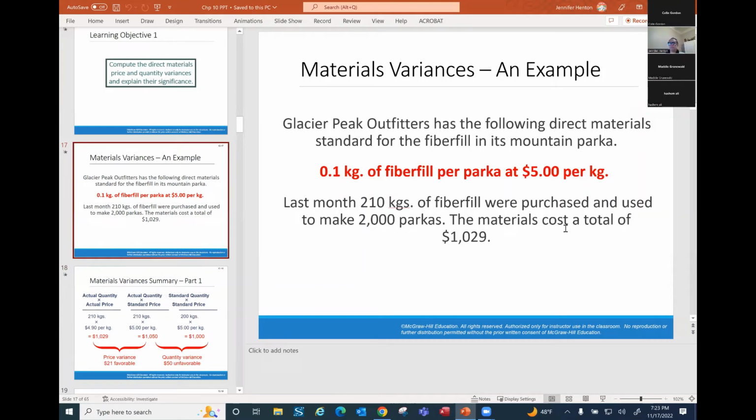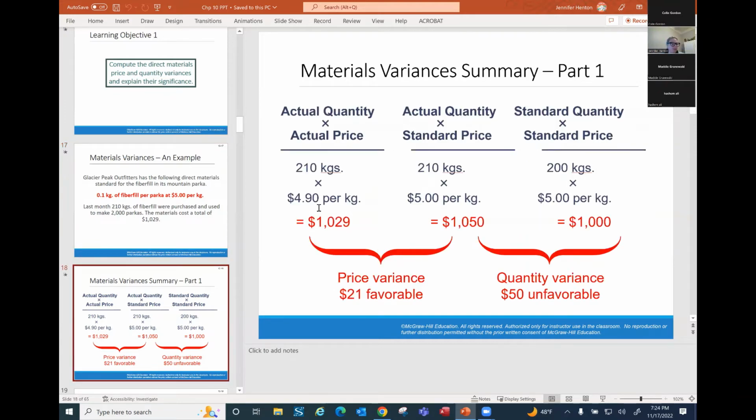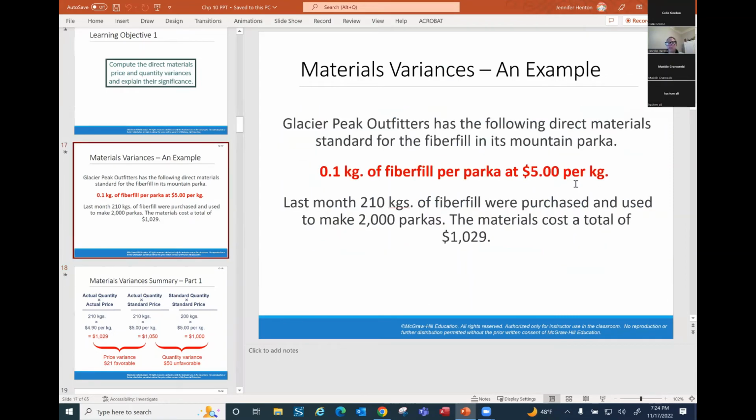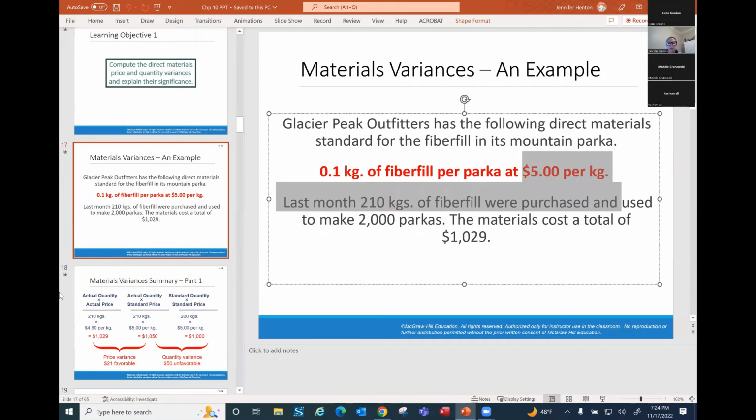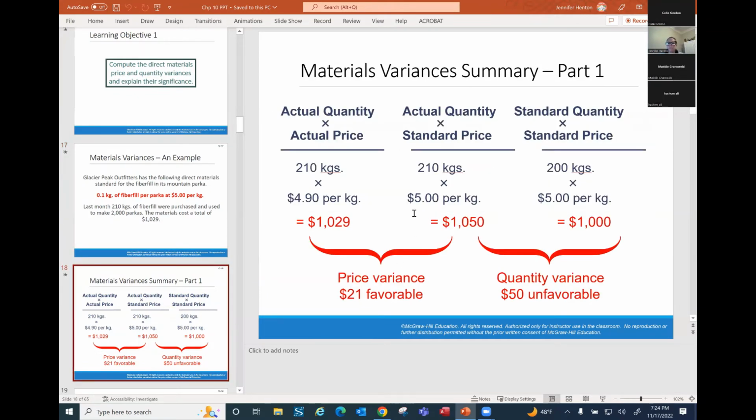They tell you how much was purchased and used for 2,000. It tells us that $1,029 was spent as a total cost, and that we purchased 210 kilograms. So this is how much it costs. We'll take the 1,029 divided by the 210 and come up with my price, which is $4.90. So that's my actual price. Well, what was I estimating? On here, it tells me I'm estimating $5 per kilogram. So that's my standard.